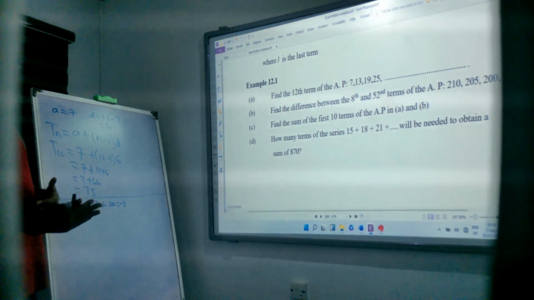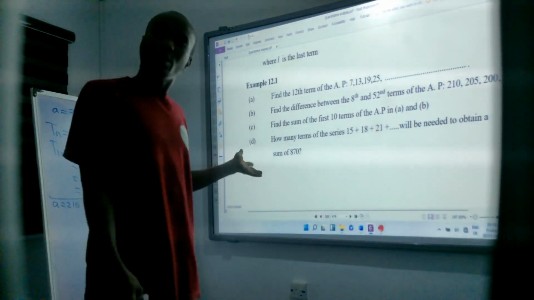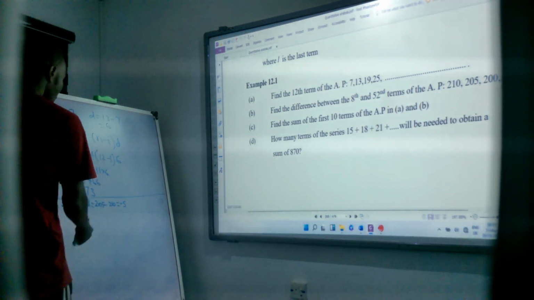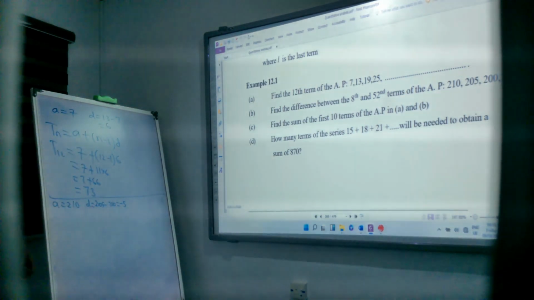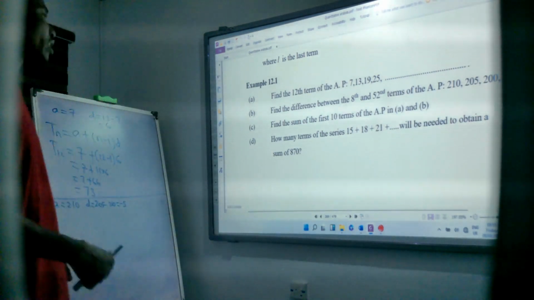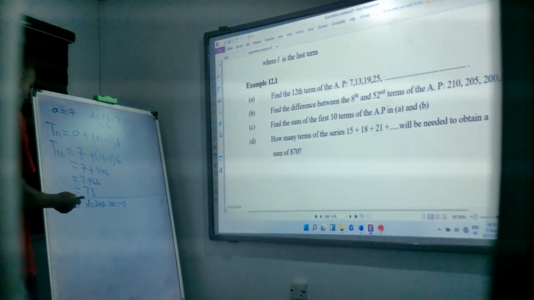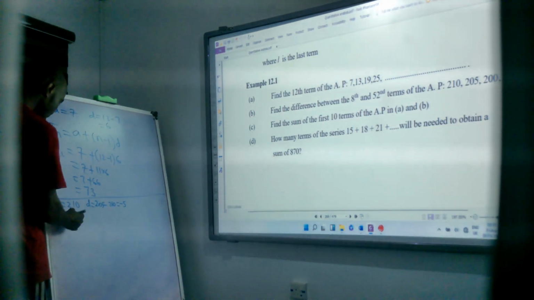Hope I'm not too fast. You can always take the video back. The common difference is a term minus the previous term. So you say second term 205 minus first term 210, or you say third term minus second term. So it's minus 5. So our common difference is minus 5.